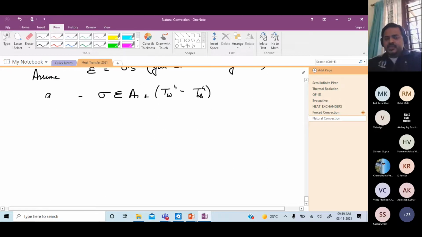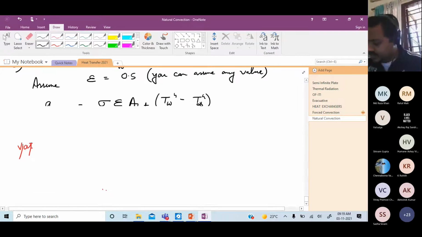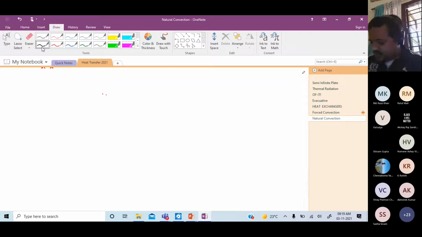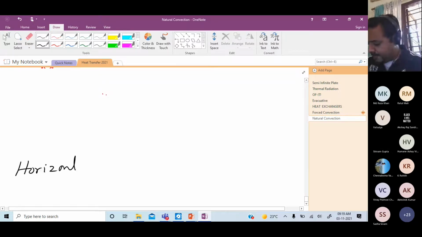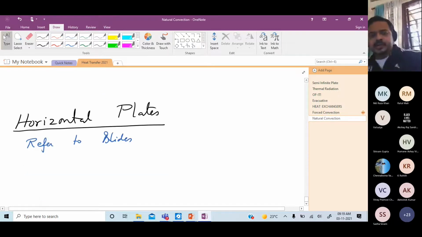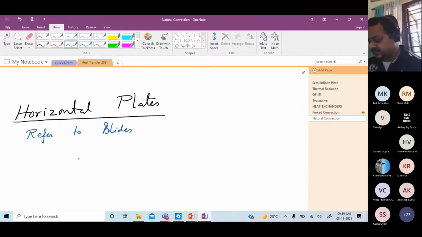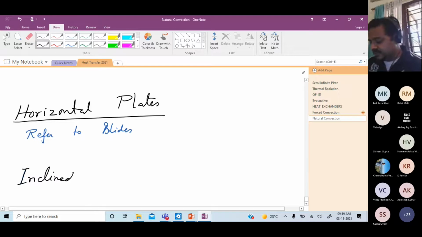Let's move back here and quickly write down what we just discussed. Horizontal plates, refer to slides. But what we saw is that if it's a hot plate facing up, hot side facing up, you have higher heat transfer. If it's facing down, there's a problem because the fluid has to make its way around the plate. Now, the question is what happens if the plate is inclined?